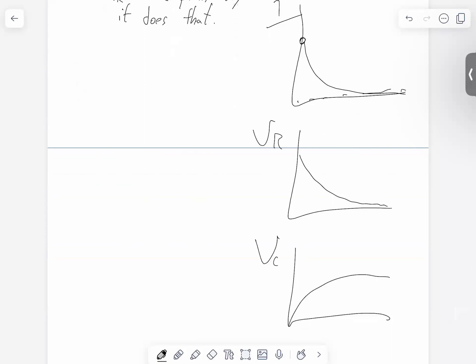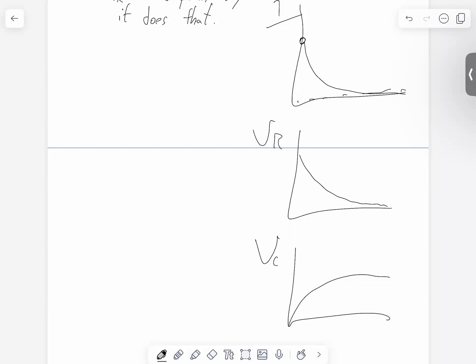Show me the shape of the charge versus time for the capacitor. How is charge and voltage related for a capacitor? What equation? Yeah, so if C is a constant and here's V across the capacitor, what's Q across the capacitor gotta look like? Yeah. What's the derivative of this function?